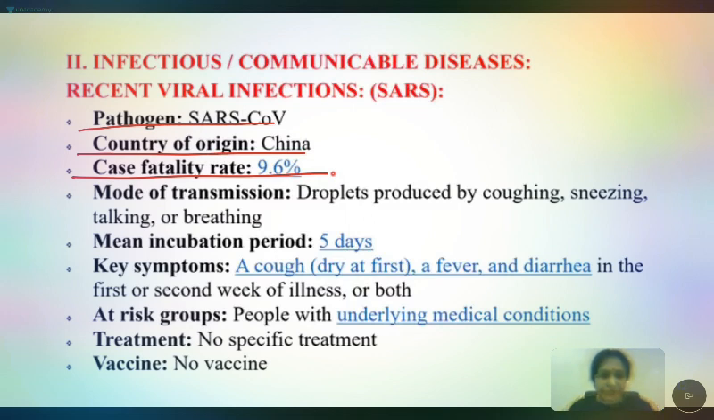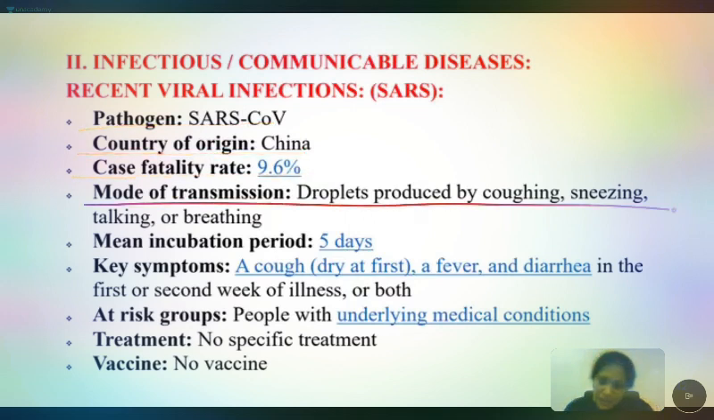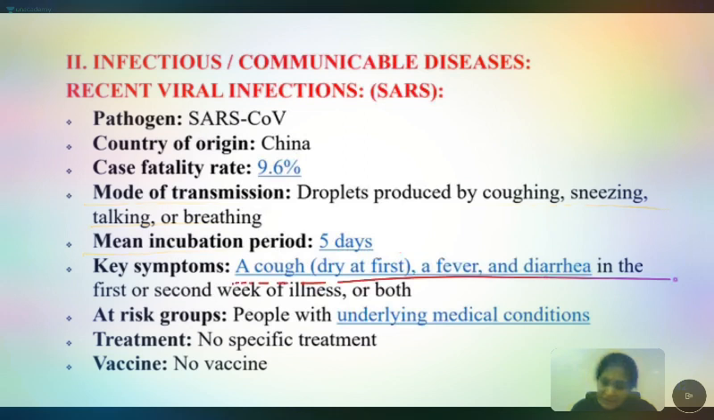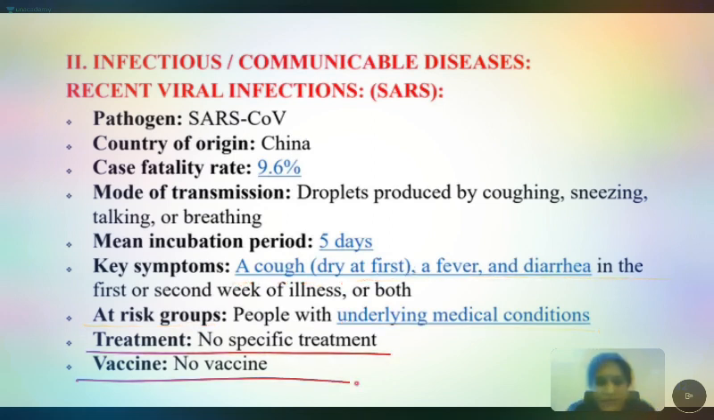Then mode of transmission, droplets, etc. Mean incubation period 5 days. Incubation period means after the virus enters your body, after how many days it will show the symptoms; the time gap between entry of the virus and appearance of the symptoms. Key symptoms are dry cough, fever, diarrhea, etc. Risk groups are people having underlying medical conditions, which we call comorbidities. Treatment: no specific treatment, no specific vaccine.